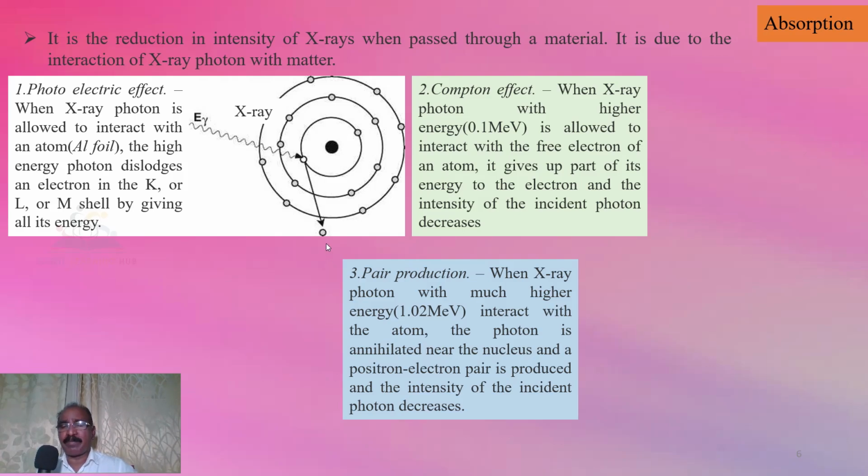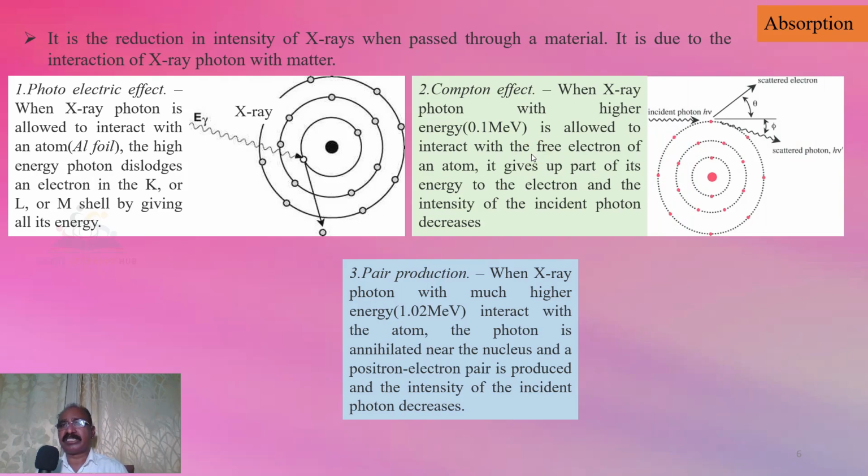One electron is coming out of the material. This is what we call the photoelectric effect. The whole energy is absorbed by the material and one electron is coming out, and this is called the photoelectric effect. And another absorption is this one, the Compton effect. What is meant by Compton effect?